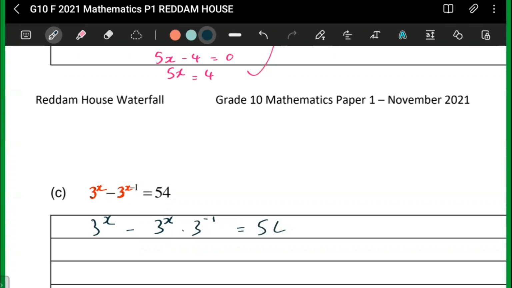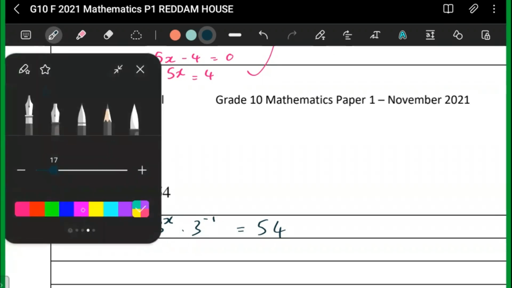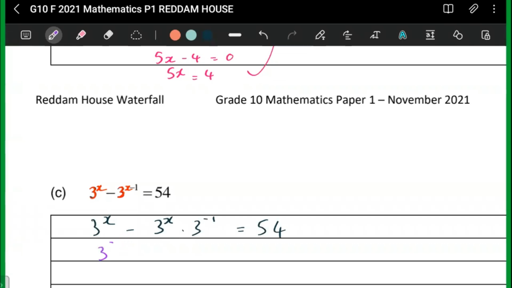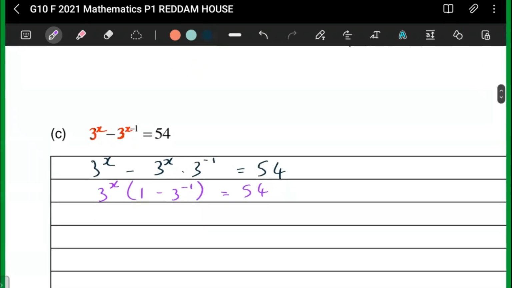The reason for doing this is because if your bases are the same, you add the exponents. So when it's like this, it can be written like that. When it's like this, it can be written like this. So let's take out 3 to the power of x as a common factor. If you take this out and you take that out, you're going to have 1 here and then 3 to the power of negative 1. Now, all this being said, this is 1 minus a third. 1 minus a third is 2/3.